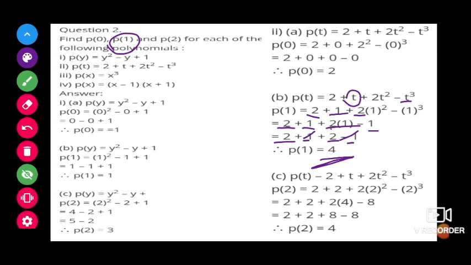Now P of 2. Same, in the place of t we have to substitute 2. Will you do this? 2 cube means 8, 2 into 2 into 2, 3 times we have to multiply. Same way if we substitute the 2, we will get 4. Just check from your side.